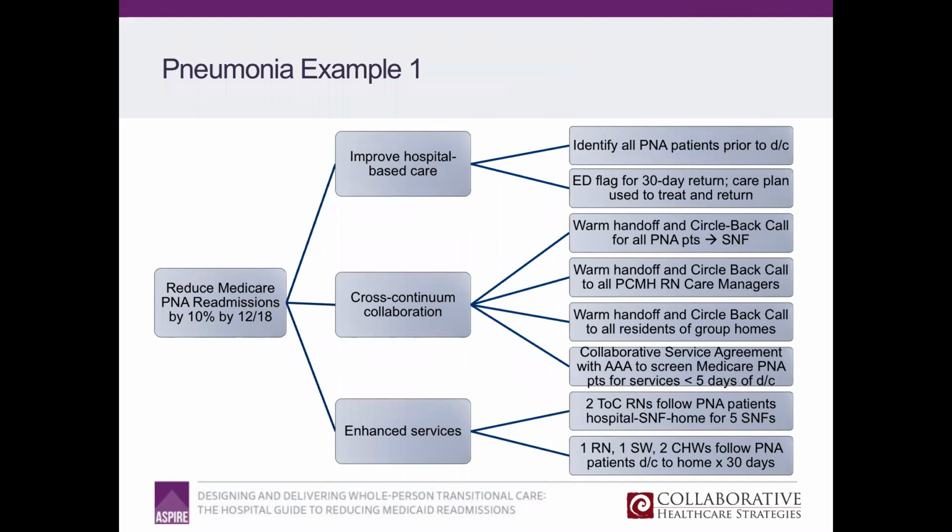I'm just trying to paint a picture as to how you can use these concepts and apply them to your own work. So, for example, in pneumonia example number 1, here's a team that's trying to reduce Medicare pneumonia readmissions by 10%. And it's really important to specify Medicare pneumonia readmissions, because if you're working on Medicare pneumonia readmissions, you are going to need to have a strategy that deals with your pneumonia patients discharged to post-acute care, period.